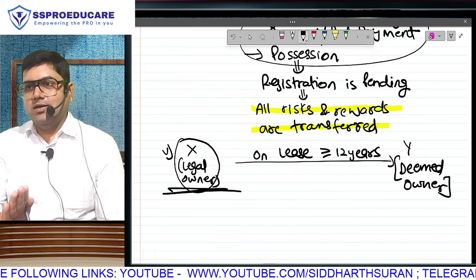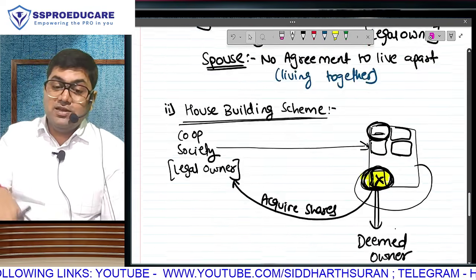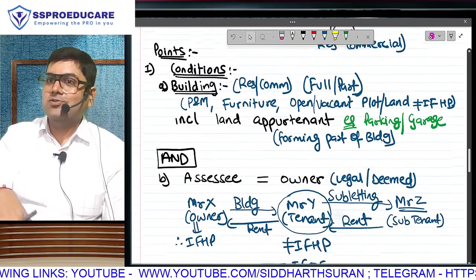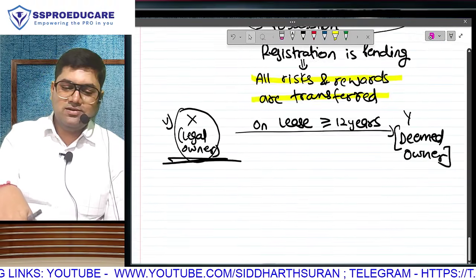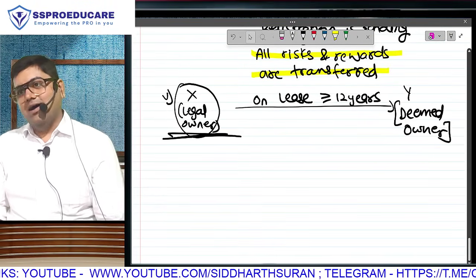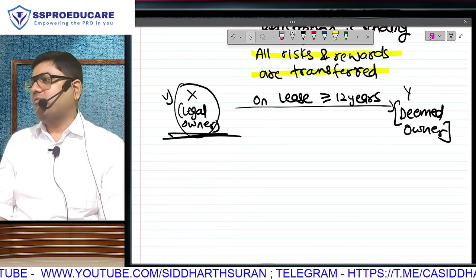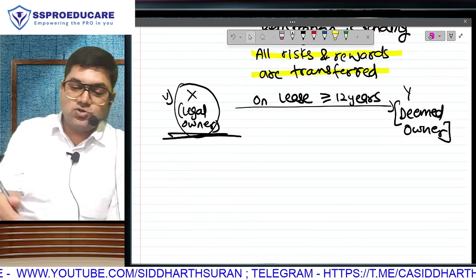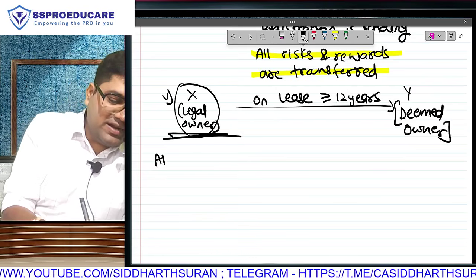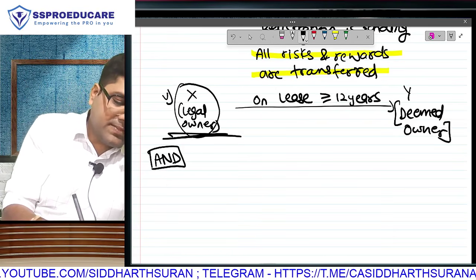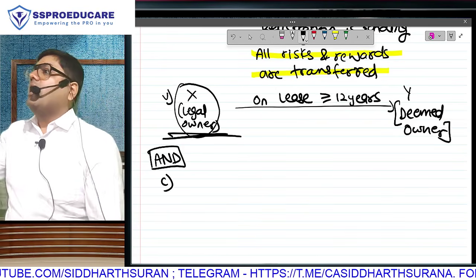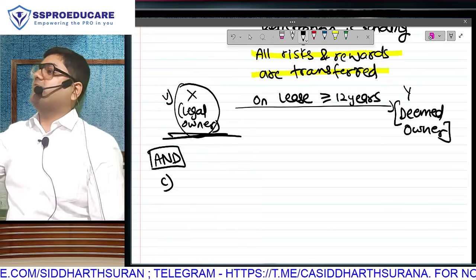So see, owner can be legal or deemed, no? Both are there, correct? Yes, that will also be considered as income from house property. Everyone is clear? Now, what should we do? We will write C. And listen, at the end of C, we will be done with 1.